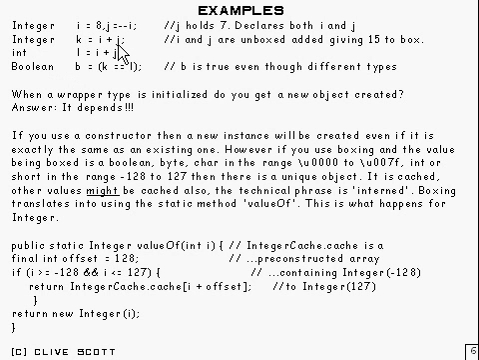k = i + j. Well, what happens of course is that i and j are unboxed and added together, giving 15, and then that is boxed and put into k. It's all exactly what you'd expect. l = i + j. Of course, they don't have to be Integer on both sides, so they are unboxed, added together, and stored as an integer. So it's all straightforward.